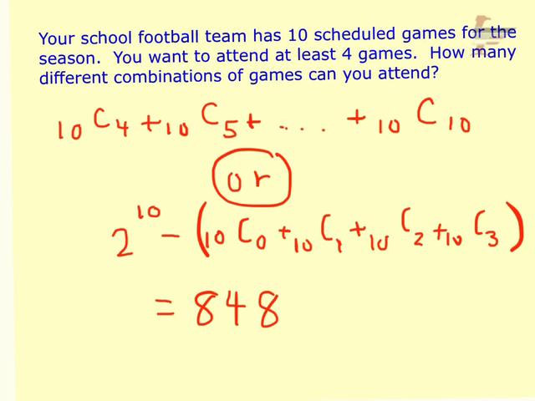Alright, so if you go the long way, you want to attend at least 4 games. Okay, so at least means 4 or 5 or 6 or 7 or 8 or 9 or all 10. So you do 10 choose 4 plus 10 choose 5 plus and so on, all the way up through 10 choose 10. And remember, you have 10 games. You want at least 4. If you prefer the shortcut, you have the option to either go to the game or not. So it's 2 options raised to the 10th power because you have 10 games. And then you take away all the ones you don't want. So you wanted 4 through 10, so you don't want 0, 1, 2, and 3. And either way, long way, shortcut way, you get 848.